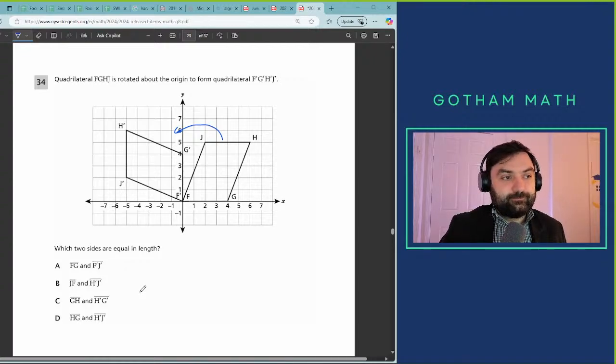Well, that's easy, because all that happened is just that the quadrilateral was moved to the left, basically rotated to the left. So it means that this side will match this side and so on. All right, so let's just find the matching ones.